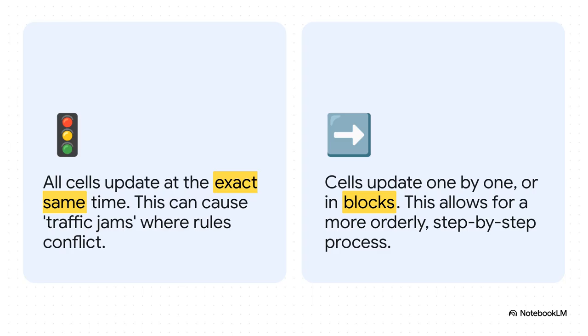Now here's a detail that turned out to be absolutely crucial. It's how the cells in the grid update. You could do it synchronously, meaning every single cell changes at the exact same moment. But that can create total chaos, kind of like a huge traffic jam, where the rules for different letters literally crash into each other. The other way is asynchronous, updating cells one by one, in a much more orderly, step-by-step way. And that little difference, well, it turned out to be everything.